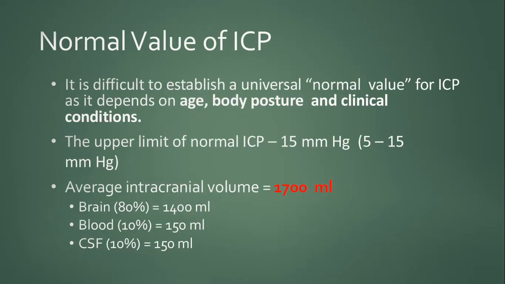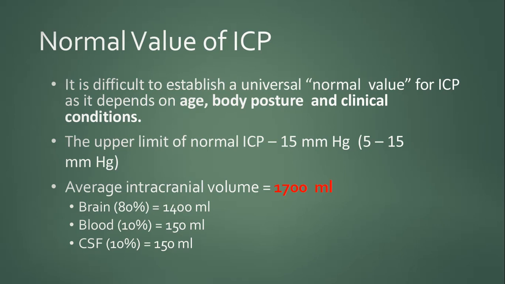So first of all, what is the normal value of intracranial pressure? It is difficult to establish a universal normal value for ICP because there are variations in age, body posture, and clinical condition of the patients. But we go for our range, that is from 5 to 15 millimeter of mercury for the normal intracranial pressure, and the upper limit is 15 millimeter of mercury.